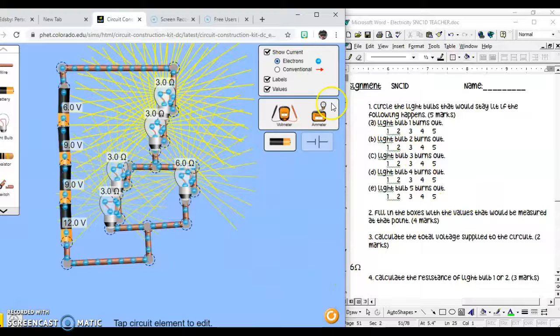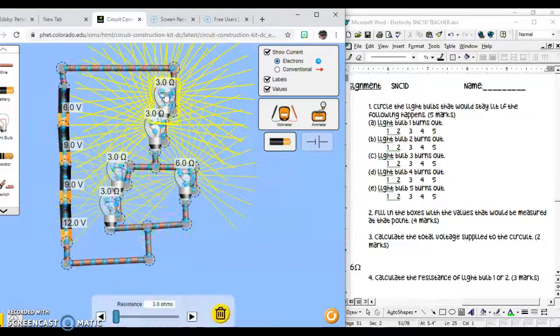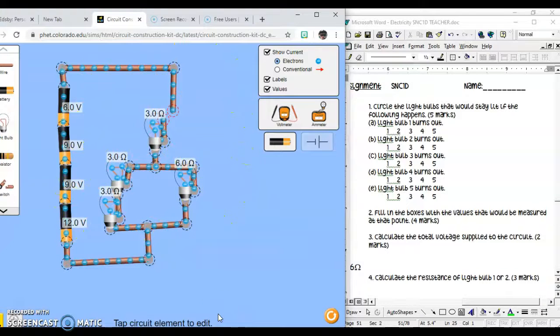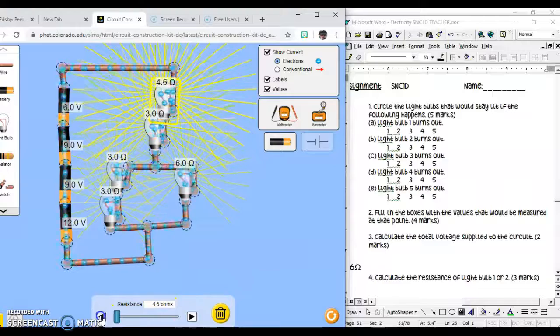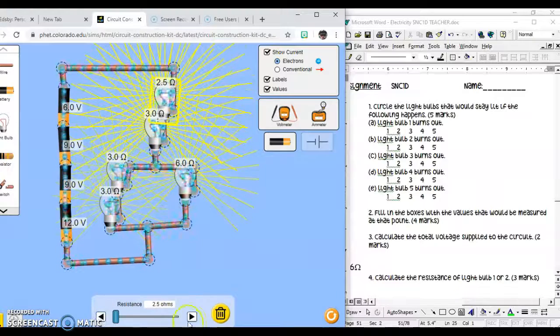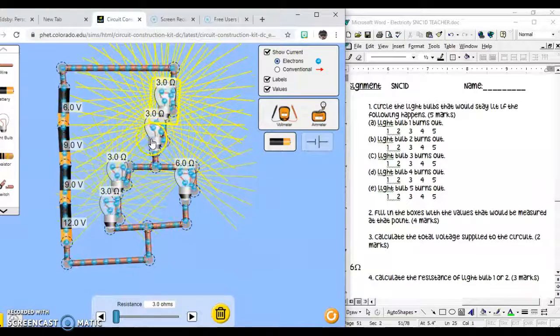First question: if light bulb 1 burns out, what happens? That means the little filament inside it breaks, so it's kind of the same thing as removing it, and we can see that nothing will work in this circuit if light bulb 1 breaks. What about light bulb 2? Same idea, if we have a break right here, everything's going to stop. What about light bulb 3?